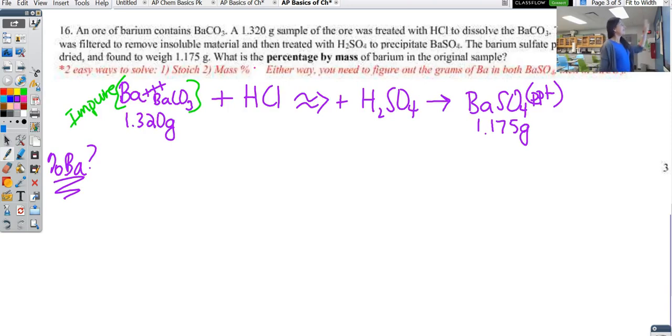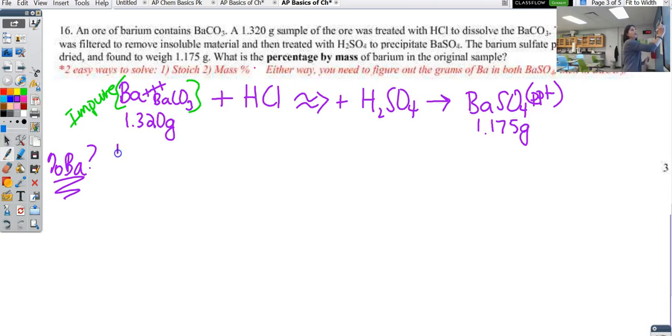Now, I cannot use this 1.320 grams right now. The reason I can't use it is because it's a mixture of stuff, okay? I don't even know what's in it. They're saying that it's got some barium carbonate in it, but I don't even know if it's all barium carbonate. It's some ore, okay? But they said that they dried it and they precipitated it, so it's just barium sulfate. Similar to when we were doing the CHO problems, if I can figure out the barium inside of the barium sulfate, then I can use mass percents. Or what I can do is use stoichiometry. So watch how it just kind of flows, okay?